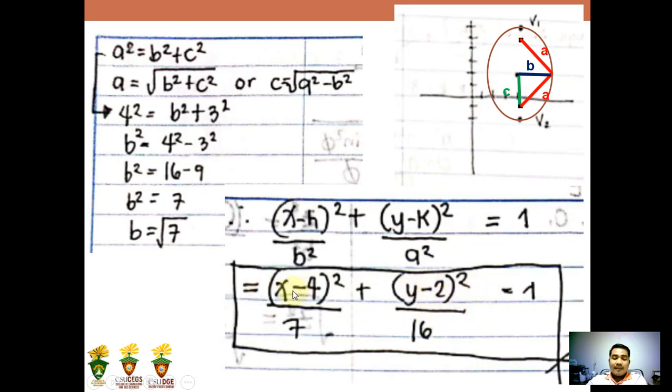Again, we have the values of h and k, and now the values of b and a. Our a earlier is 4, so 4 squared is 16. And our b is square root of 7, whose square is 7. This is equal to 1. So now we have the standard equation of this ellipse, given only the eccentricity and the coordinates of the vertices.